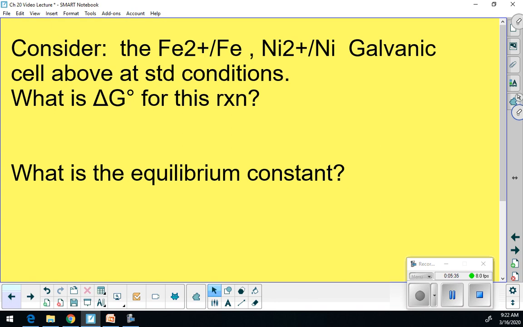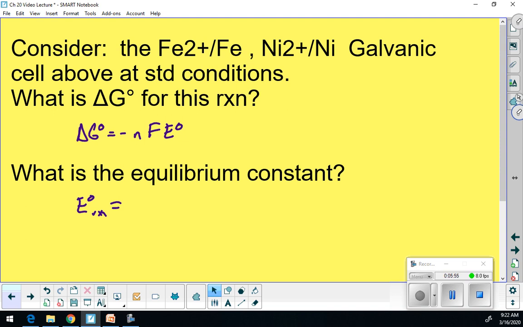So all I have to do is what? Delta G prime is equal to negative nFE prime. So I need to get my E. So what is my E? I'm going to write this down here. My E prime for that reaction is going to be equal to, what did we see in my galvanic cell?